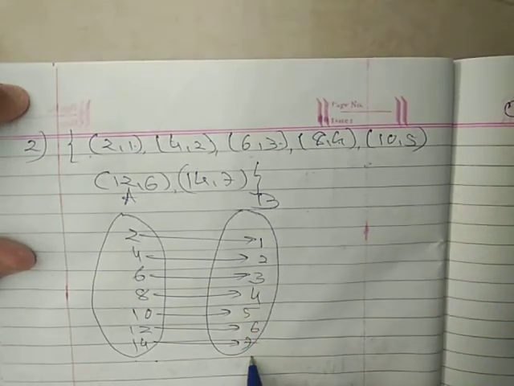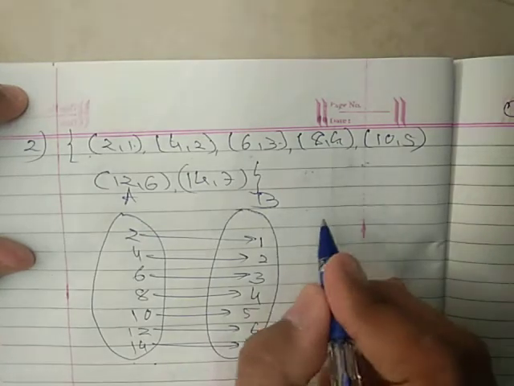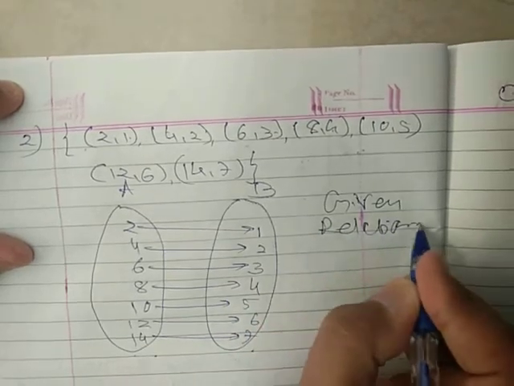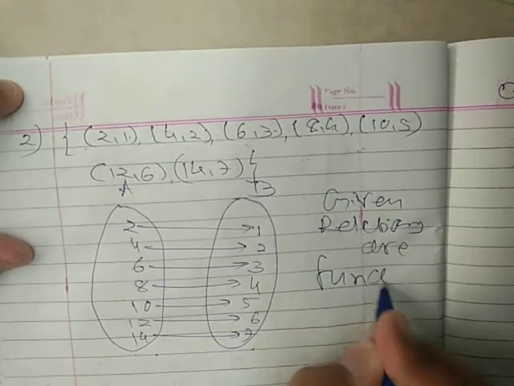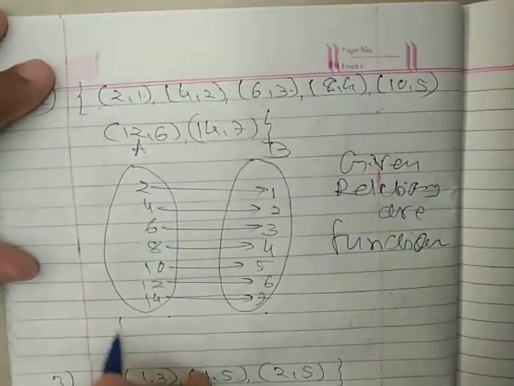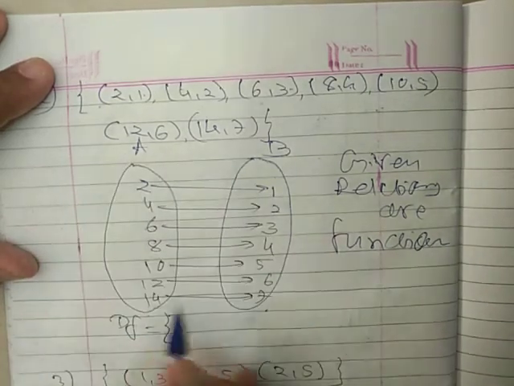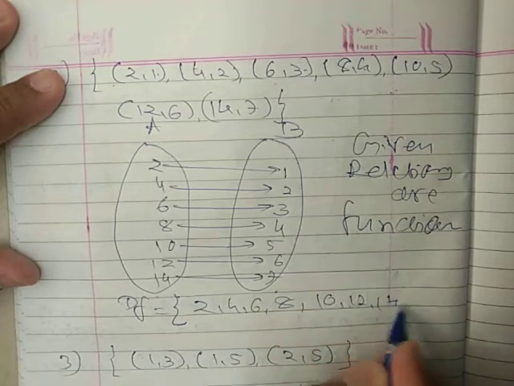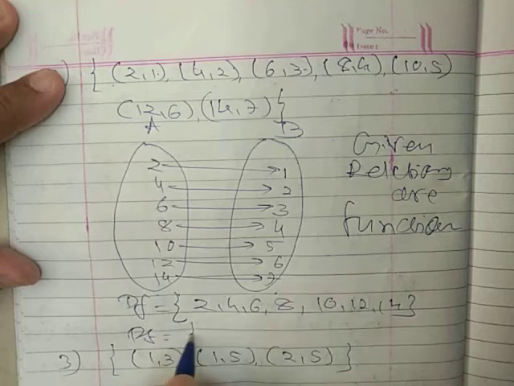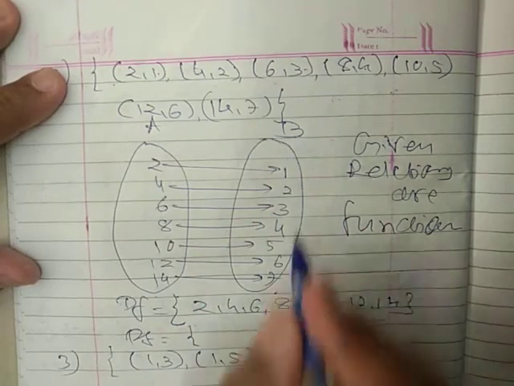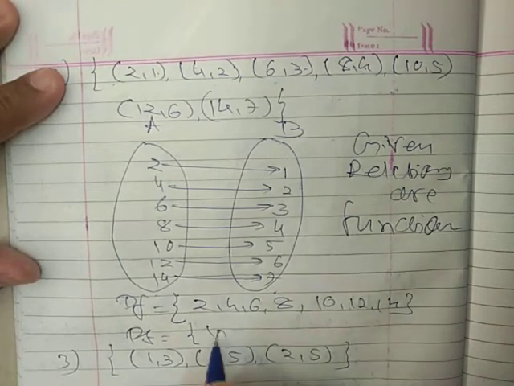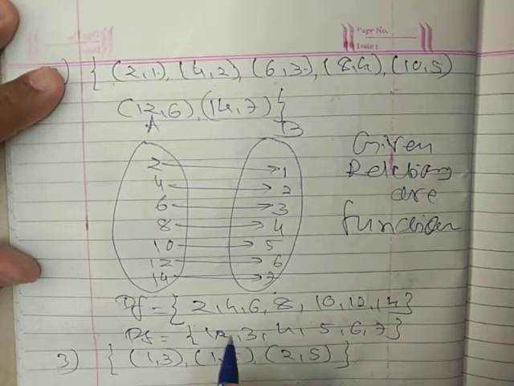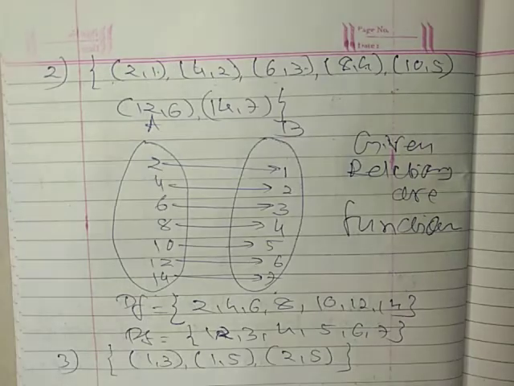All members of A are associated, yes. With a unique element of B, yes. This is a function. Therefore, the given relation is a function. Is this clear? The domain of F is all the members of A: 2, 4, 6, 8, 10, 12 and 14. And the range of F is every associated member of B: 1, 2, 3, 4, 5, 6 and 7. Okay? Is this clear? Very easy.